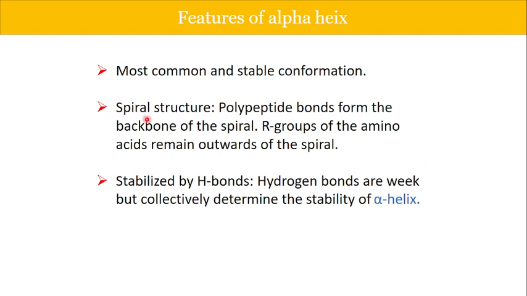Okay, so it has a spiral structure, that is, the polypeptide bonds form the backbone of the spiral, and the R groups of the amino acids remain outward of this spiral backbone. These alpha helices are stabilized by hydrogen bonds, and hydrogen bonds are weak bonds, but they determine the structure of your alpha helix.